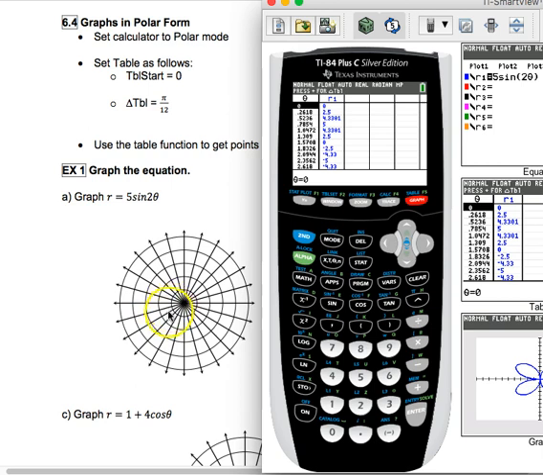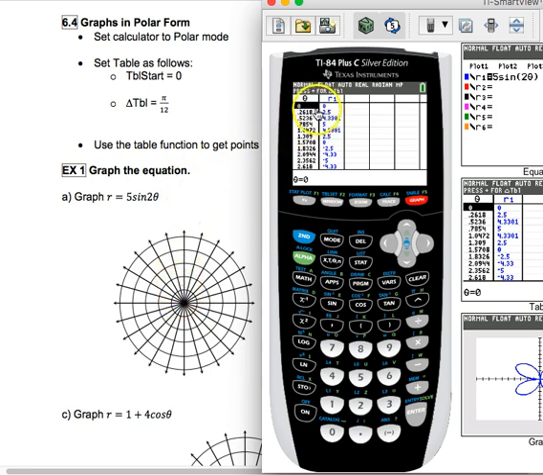The ones that I had on the notes, whatever the last day was that I saw you, Friday I guess, the 6-3 notes, they were counting by pi over 6s. So if we had fewer breakdowns in our polar graph, then we might change our table set. But for now, we are keeping it pi over 12 because that's what we see here.